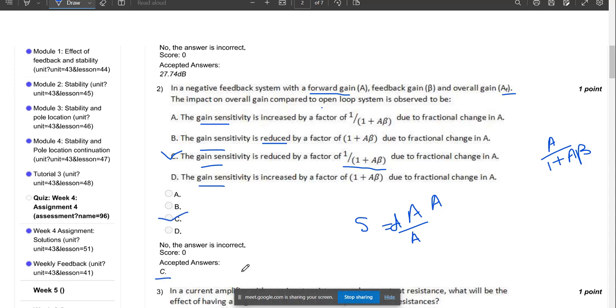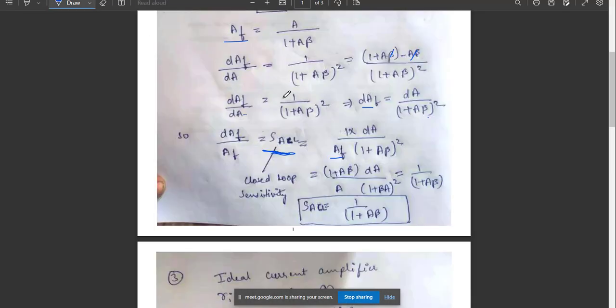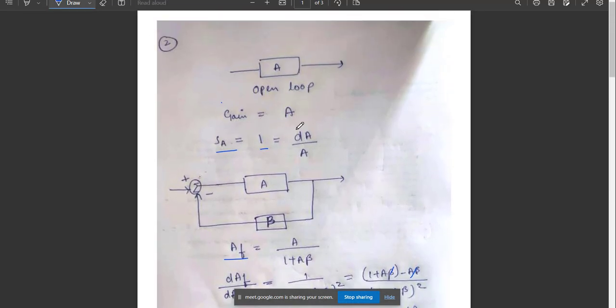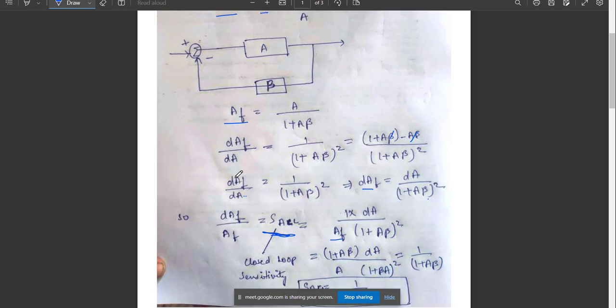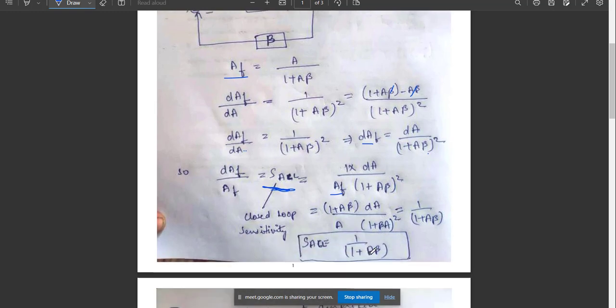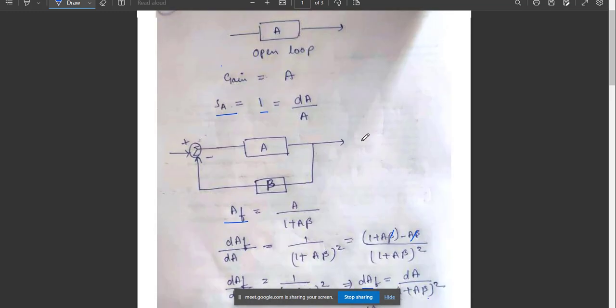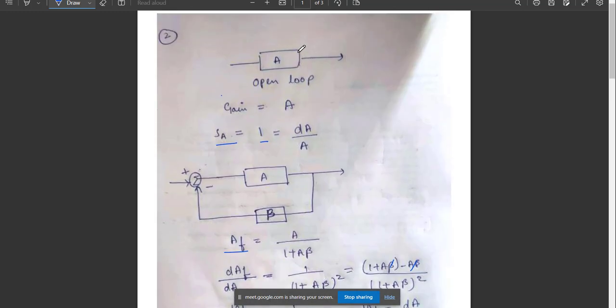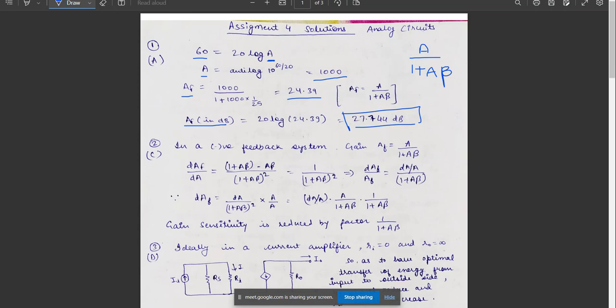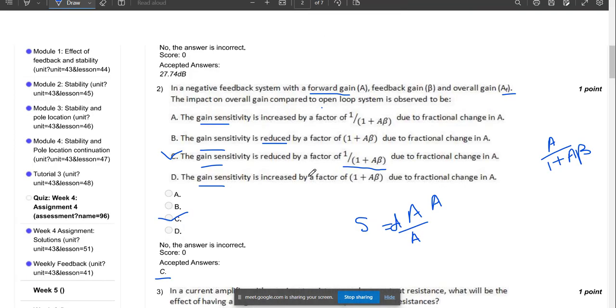Did you understand what happened? Simple: to find the sensitivity, we put dA by A for sensitivity, and for open loop we got 1. Similarly for closed loop we got 1 upon 1 plus A beta. So whenever we go from open loop to closed loop, the sensitivity will reduce by 1 upon 1 plus A beta.